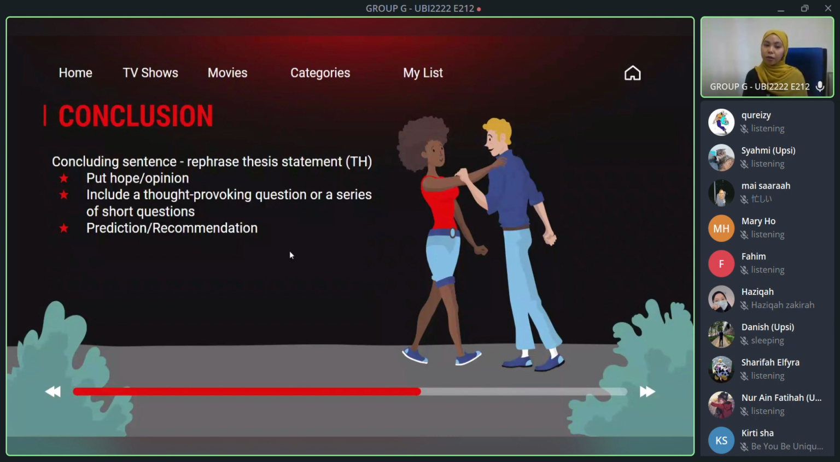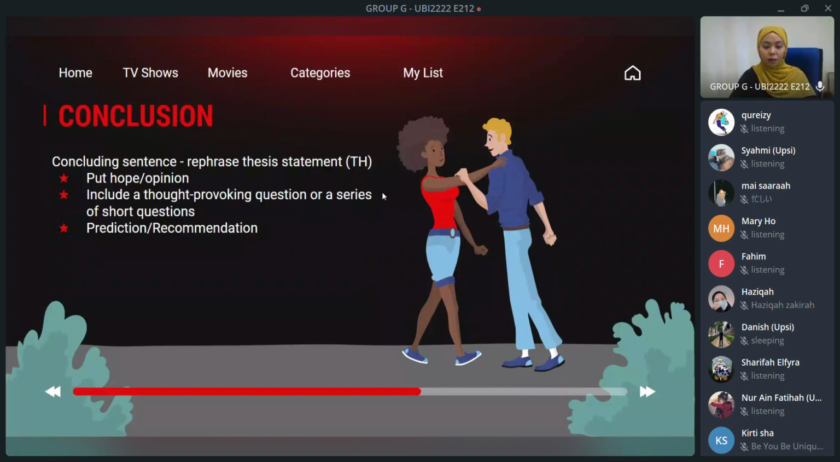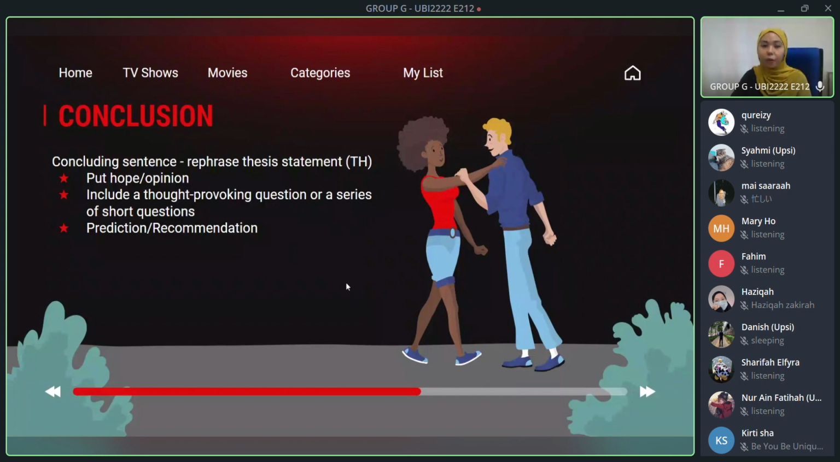Right, so that is prediction and recommendation. I don't know, maybe hopes and opinion works for you. I hope that visitors will not do this later in my house. I don't know, whatever it is that you want to say. So basically, these are the three main parts that make up a very good essay. So far, any question regarding the structure? Okay, maybe not. Okay, fine.